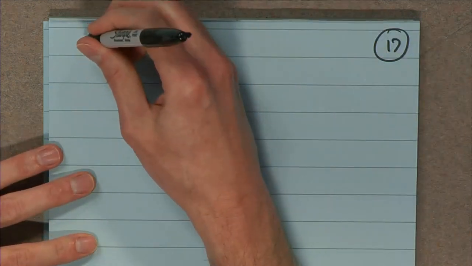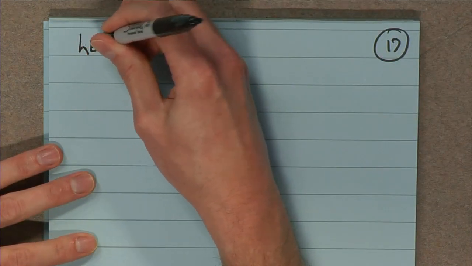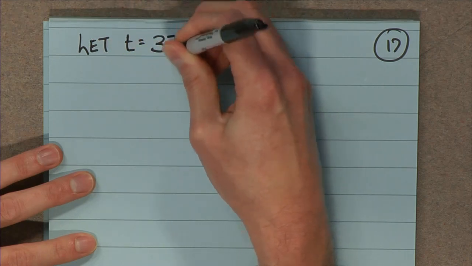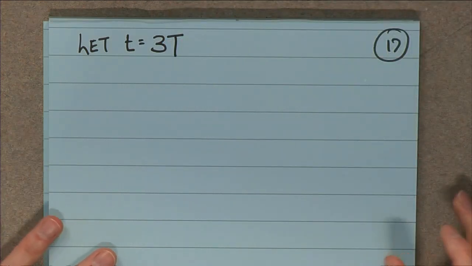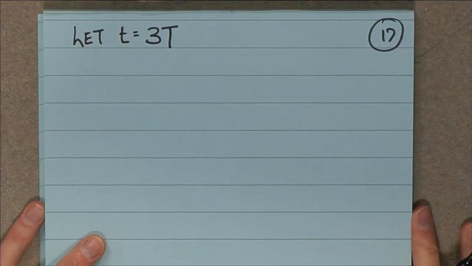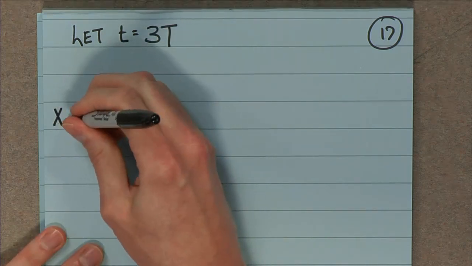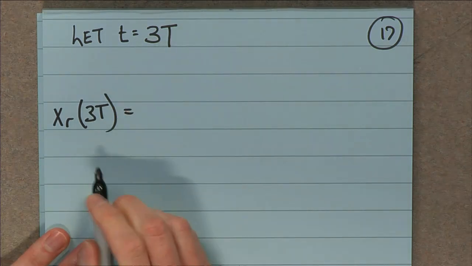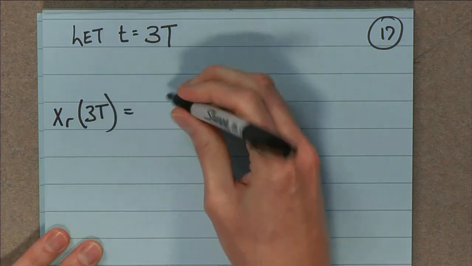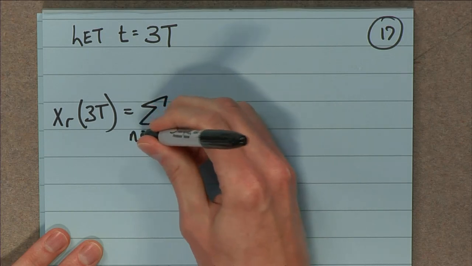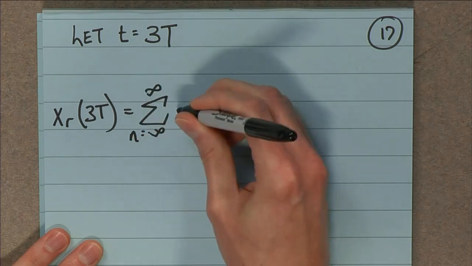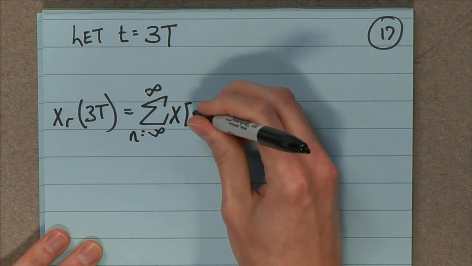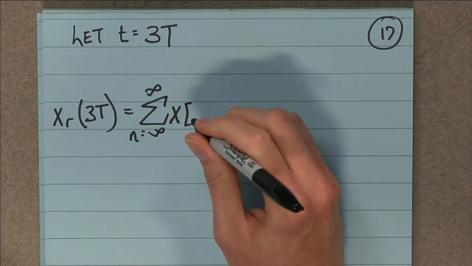For the purposes of exploration, let's let t equal 3 times capital T. So this is just for exploration purposes. Let's go back and plug in 3 times capital T for t, and we end up with an infinite sum. And let's see, this is still n. All right, I want to make sure I don't throw that off. That's n.